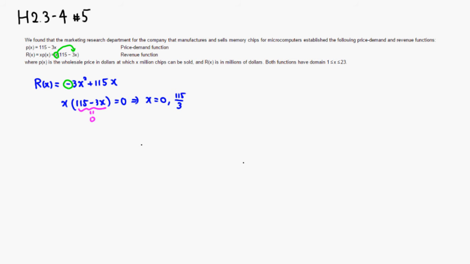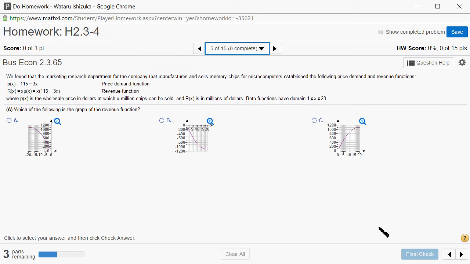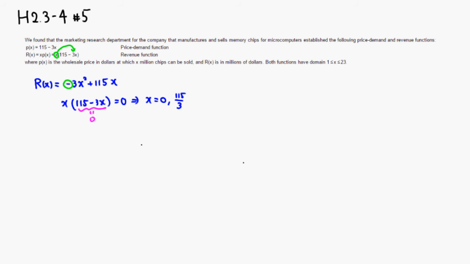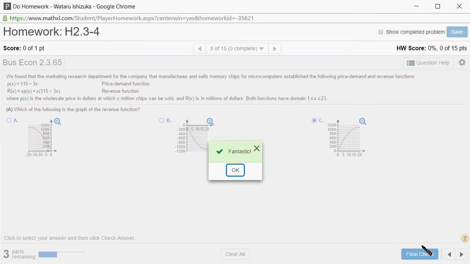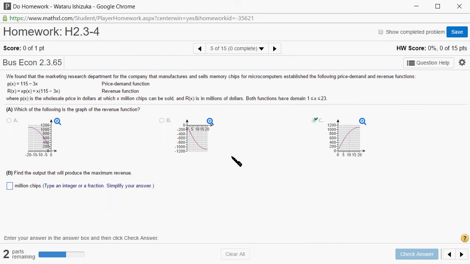So if you look at the picture, it looks like it might go through 0 there, and this might go through there. But for A, the other x-intercept is going to be negative there. This one is going to be positive, so it's got to be that one, because the other x-intercept is 115 over 3, which is a positive value. So let's check the answer. Alright, we got that.